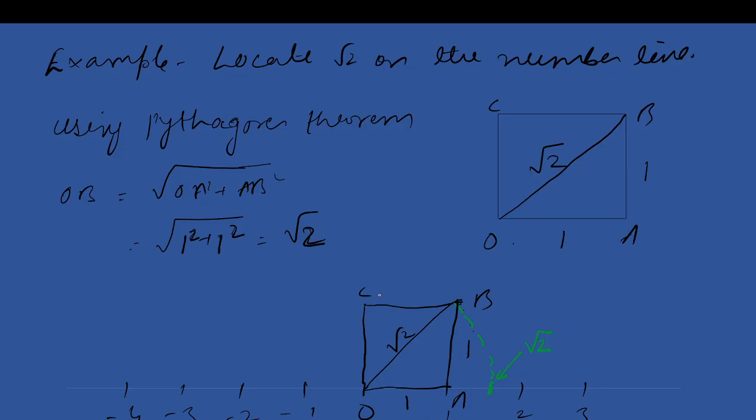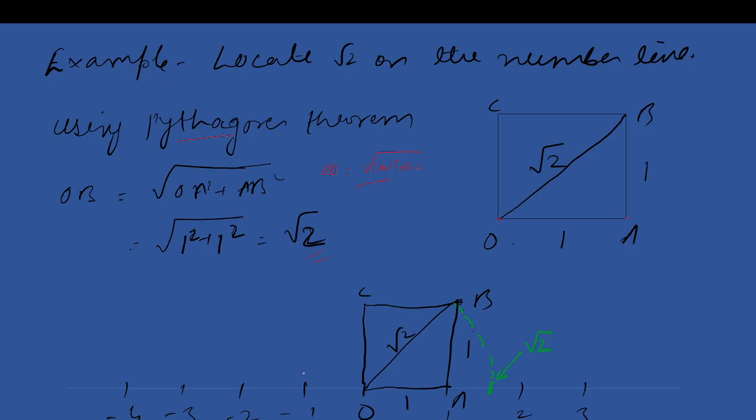Now the first example: locate root 2 on the number line. How will you locate root 2? You know the Pythagoras theorem. The hypotenuse is obtained as the square root of base square plus height square. In this figure, OA is the base and AB is the height, so OB will be your hypotenuse. It is the square root of OA square plus AB square. 1 square plus 1 square gives root 2.